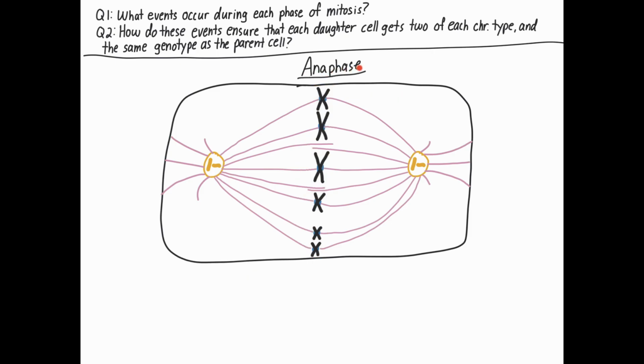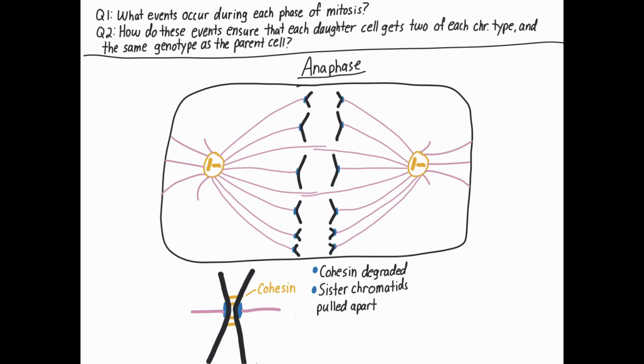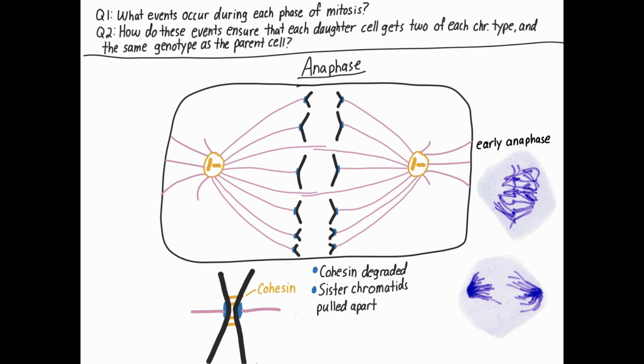Next is anaphase. Here, the cohesin proteins that hold the sister chromatids together are broken down, and the two sister chromatids are pulled apart. In these two fava bean cells, we can see the chromosomes have moved towards the ends of the cell. This one is in relatively early anaphase, and this one is in relatively late anaphase.